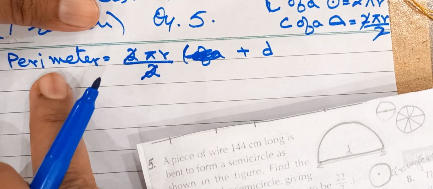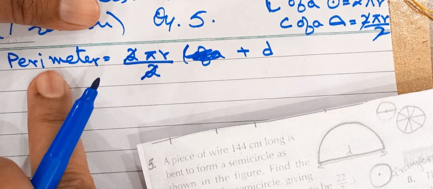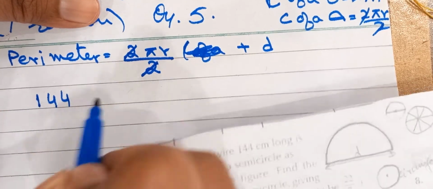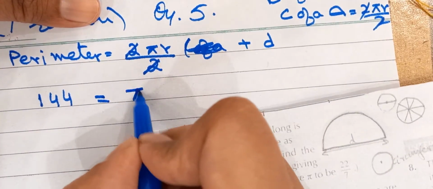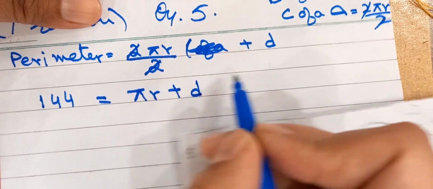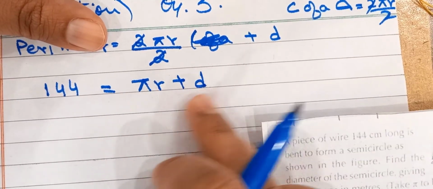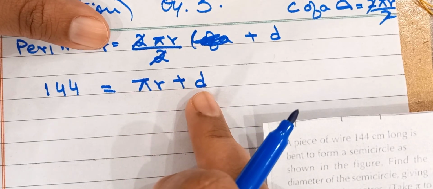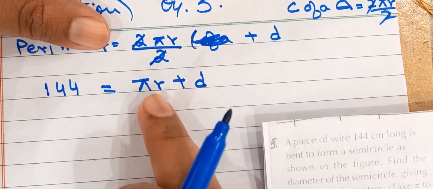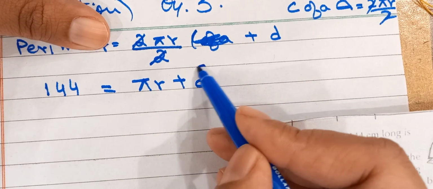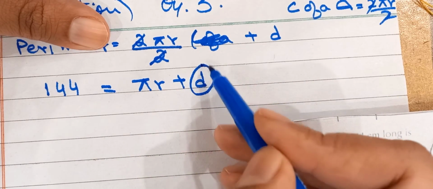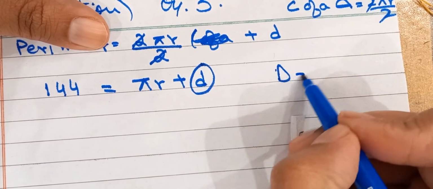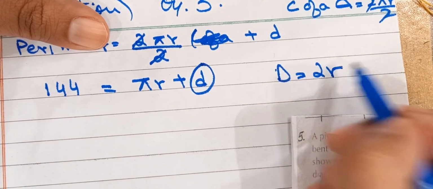Perimeter is made up of the entire length of wire, which is 144 centimeter. It is given. Now it is pi r plus d. Now I know there are so many unknowns. I don't know the radius, I don't know the diameter. But I can change this diameter into radius. How come? Because we know diameter is twice the size of a radius.